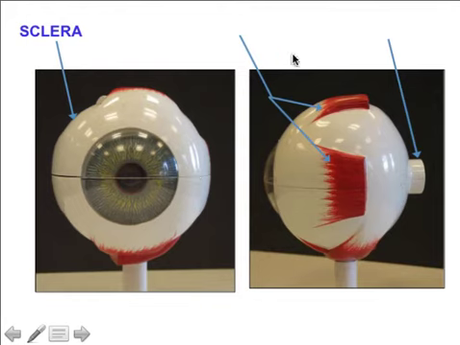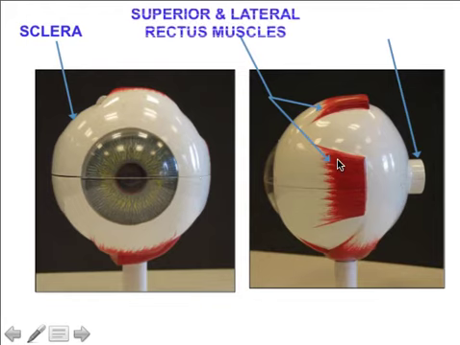What are these? These are the superior and lateral rectus muscles. The superior muscle, of course, is on the top of the eyeball, and when it contracts, the eyeball looks upward. The lateral rectus muscles will turn the left eye left and the right eye right. And then this is the optic nerve.